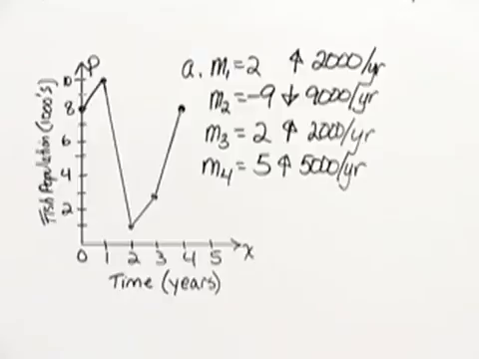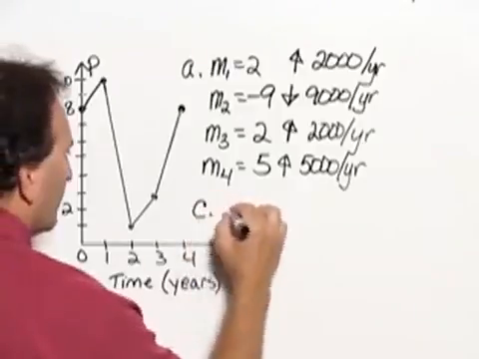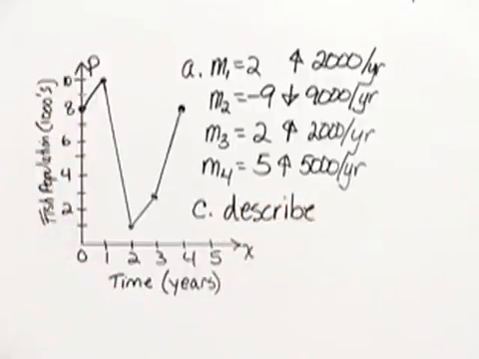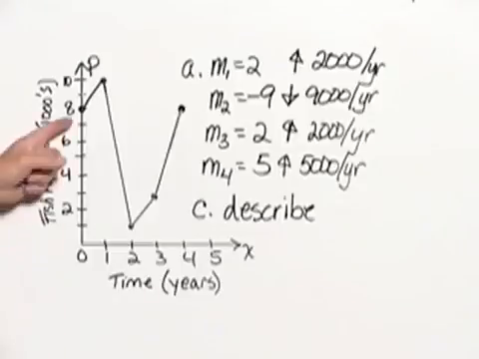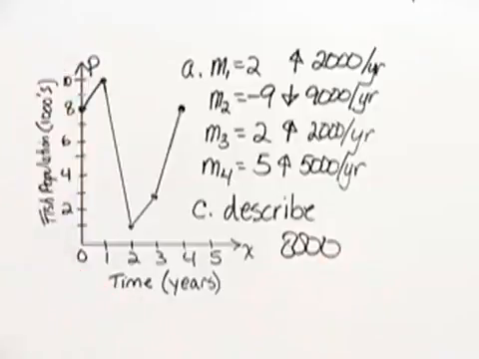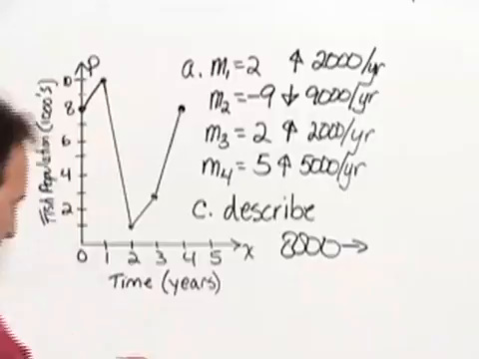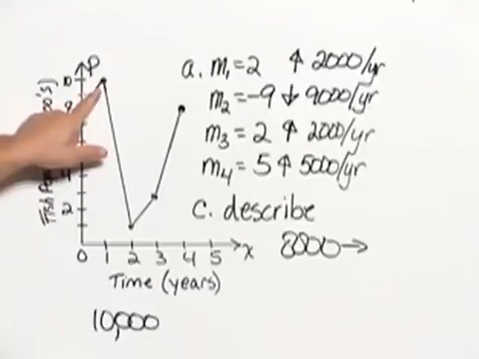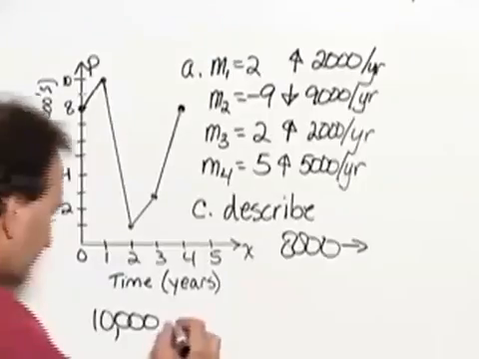Now, part C asked us to discuss or describe what happens to the fish population. So, what happens is it starts off initially at 8,000 fish. And in 1 year, it actually climbs up to, and I'm going to start to write down here, 10,000 fish. But then there's a dramatic drop from 10,000 to 1,000.